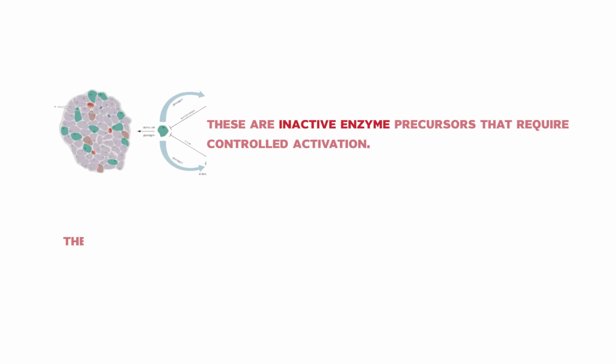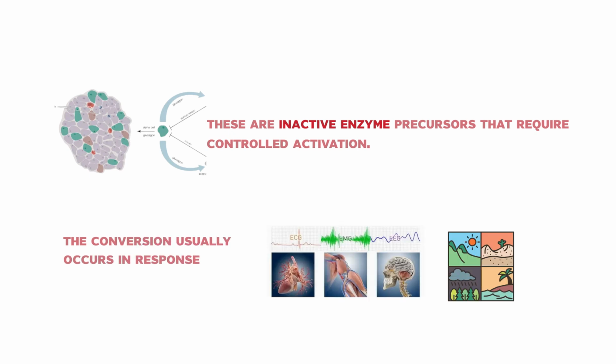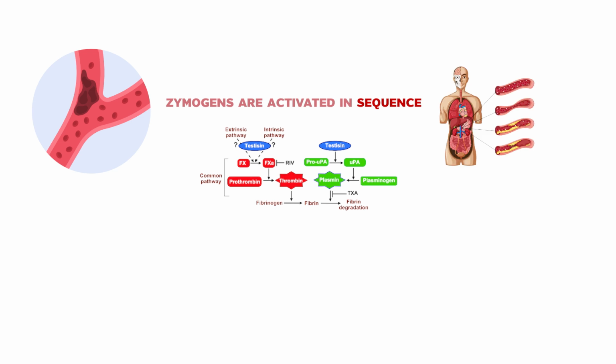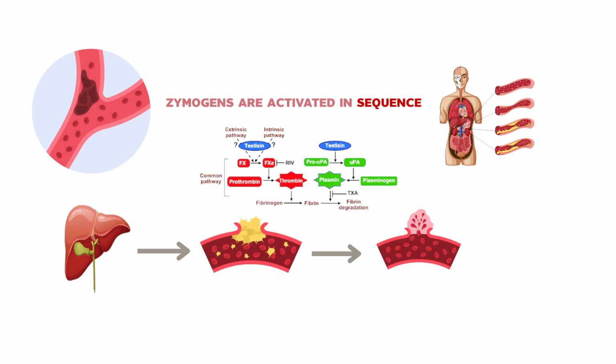Speaking of zymogens, these are inactive enzyme precursors that require controlled activation. The conversion usually occurs in response to a physiological signal or specific environmental condition. A prime example is the blood clotting cascade, where zymogens are activated in sequence to ensure clotting occurs only when necessary. The transformation of fibrinogen into fibrin by thrombin exemplifies how zymogens are used for rapid and controlled responses.